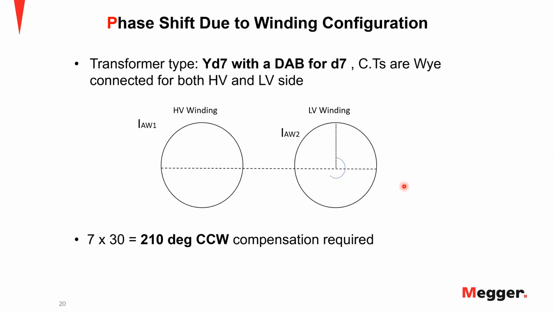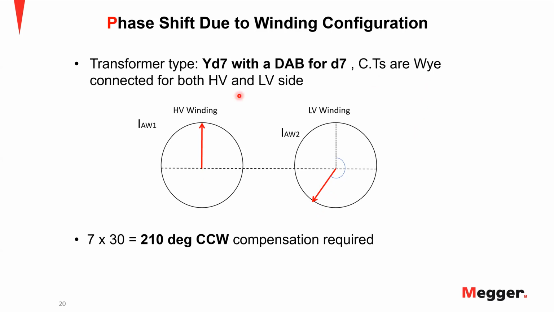So here, let us look when we need to perform an internal compensation. I have delta on the low side, Y on the high side, but look at the CT connections. They are Y connected on both high and low sides. So what happens is after the CTs, the currents coming from the CTs to the relay, this is how the winding 1 and 2 phase A currents look like.